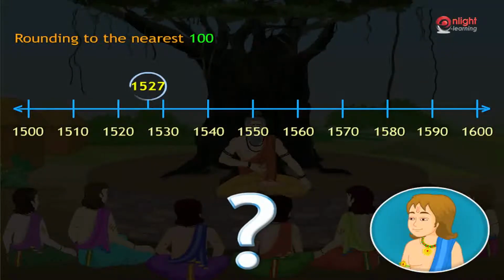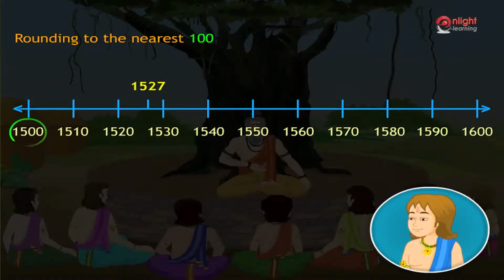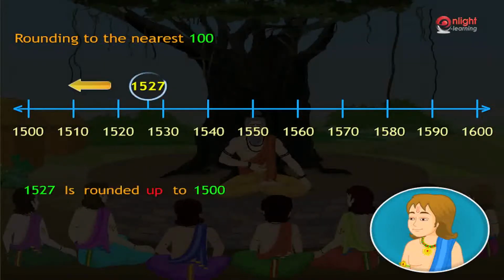Where does 1527 lie? It lies between 1500 and 1600. Let us mark 1500 to 1600 on number line. Now we can see that while considering nearest 100, 1527 lies closer to 1500 than 1600. So 1527 is rounded off to 1500.